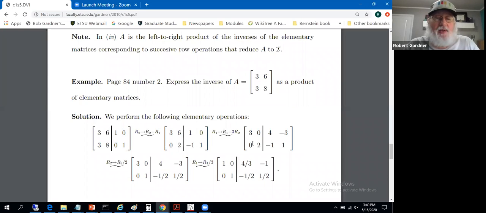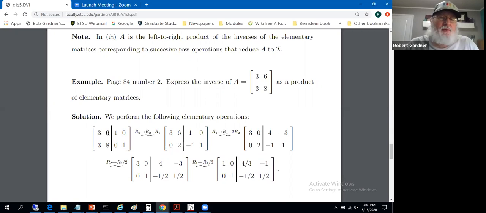Let's see what happens. Let's take matrix A, 3, 6, 3, 8, and reduce. So we're going for reducing what's left of the augmentation bar down to the identity. Looks like it doesn't take long. Oh, and whatever happens on the right will produce the inverse of matrix A. It looks like it works. A is invertible. So let's see how we'll do it.